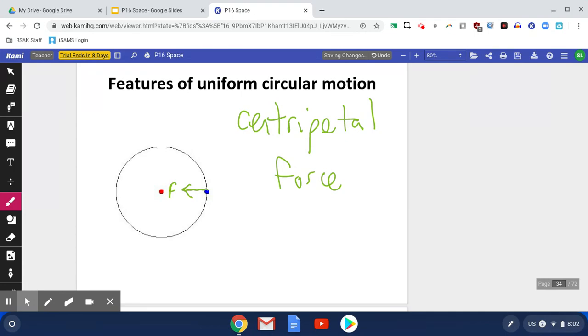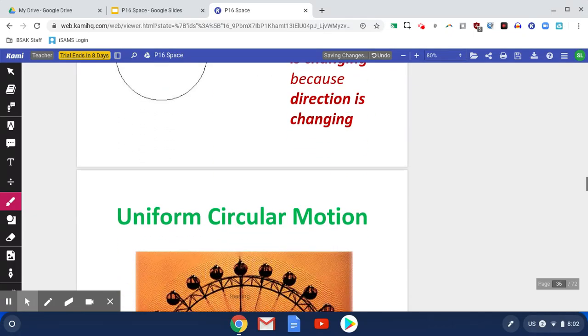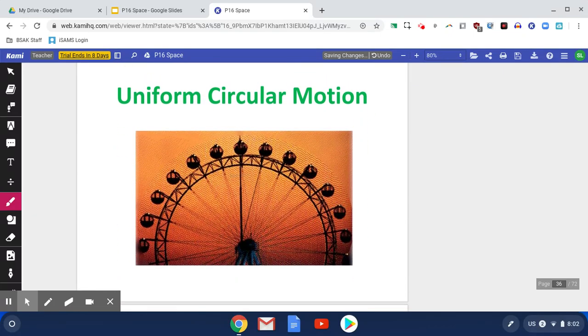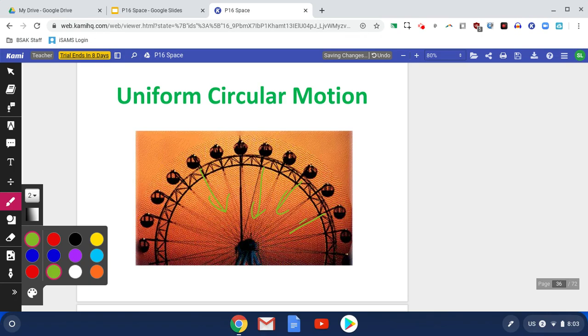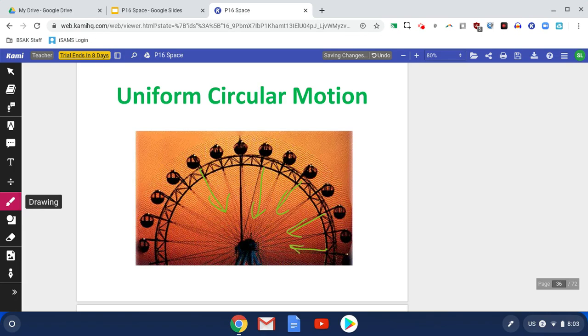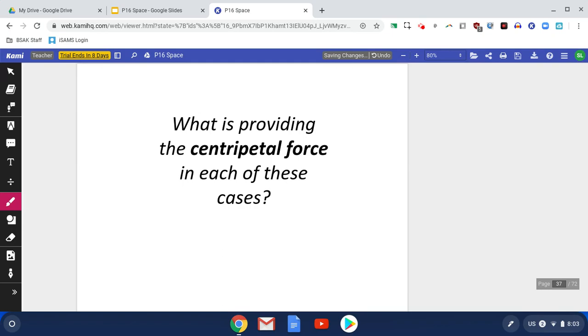Now the centripetal force can be many different types of force. For example, I think this is the London Eye in London, and the thing that's making these little cabins move in a circle is that there's going to be tension in these spokes. These metal spokes are like bicycle spokes on a wheel, so they're going to make that move in a circle. Let's have a look at some other examples. I want you to think about what's providing the centripetal force in each of these cases.